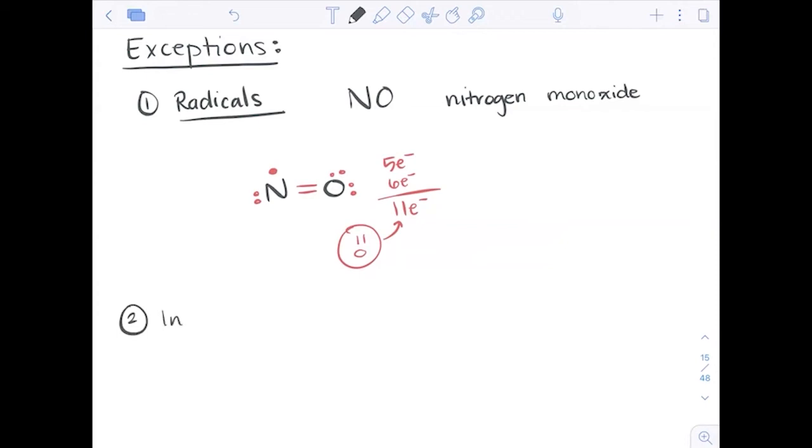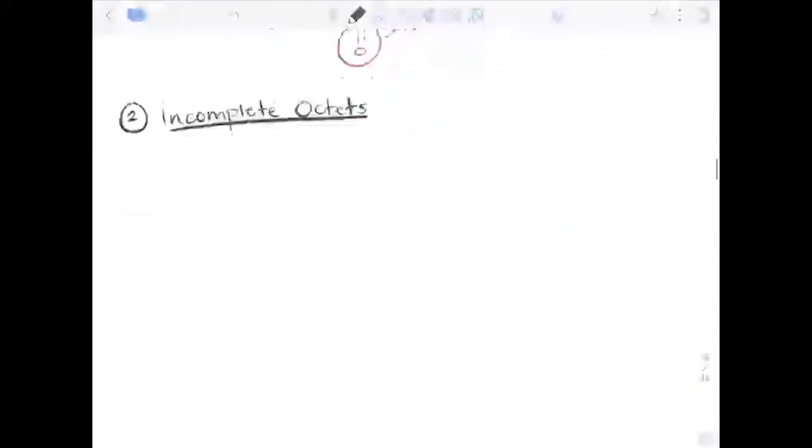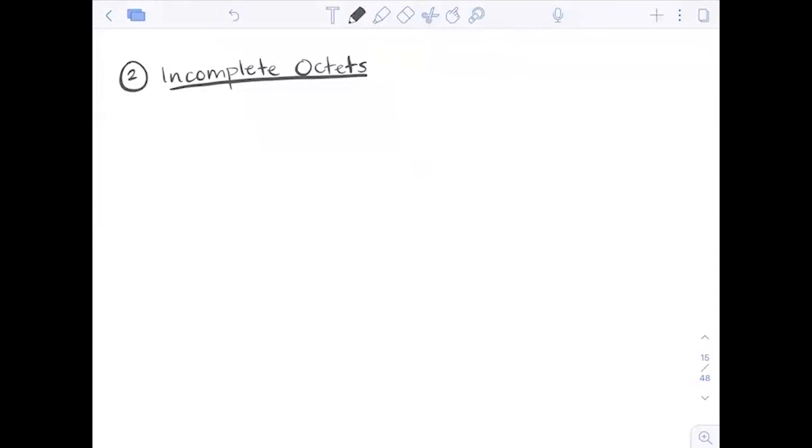Another exception that wasn't necessarily identified with Lewis theory is incomplete octets. Can't spell octets today, but that's all right. Incomplete octets are going to be with atoms that do not need 8 electrons, primarily boron. Boron is our classic example of an incomplete octet because he only has 3 valence electrons.